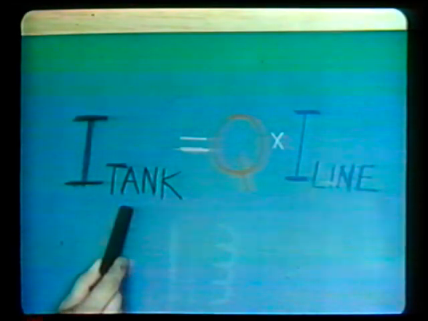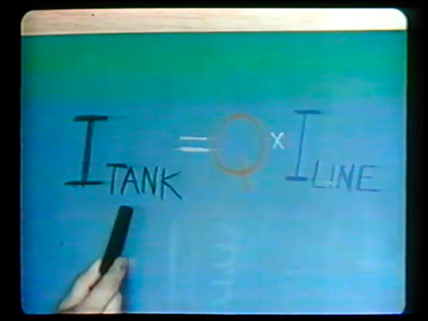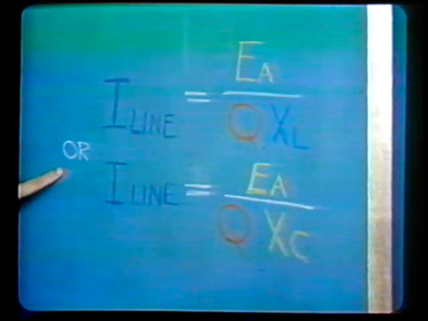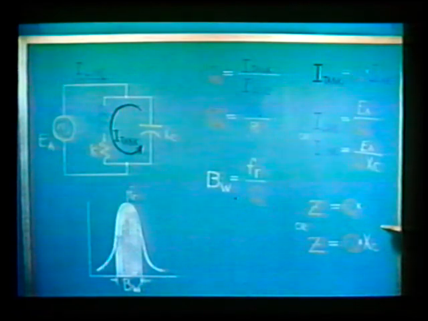Once the Q is known, other circuit quantities can easily be determined. For example, I tank equals Q times I line. I line equals the applied voltage, EA, divided by Q XL, or I line equals E over QXC. The impedance of the circuit Z equals Q times XL, or Q times XC.